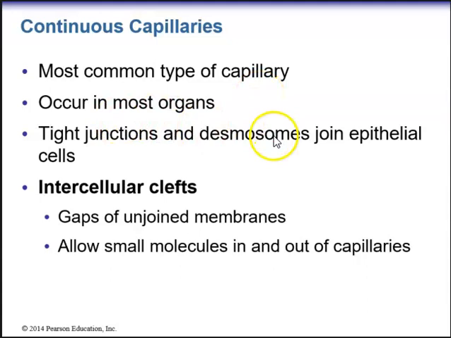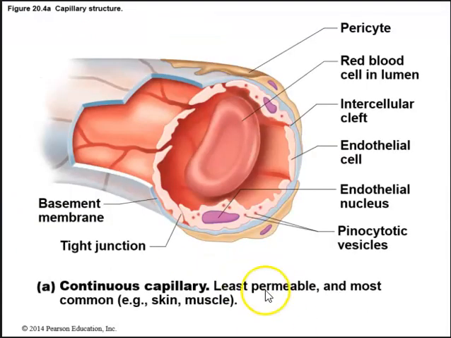We have tight junctions and desmosomes that help join epithelial cells. We also have intercellular clefts, and these are gaps of unjoined membranes that allow small molecules in and out of capillaries. So here we see a continuous capillary. It's the least permeable of the capillaries, but is the most common. So here we see the different structures that make up the continuous capillary. We have the intercellular clefts between the endothelial cells, and we have tight junctions between these cells, and we can see within the lumen of the capillary a red blood cell.